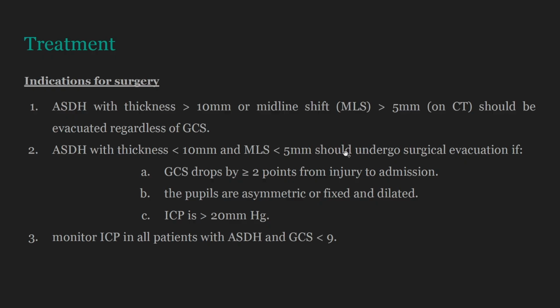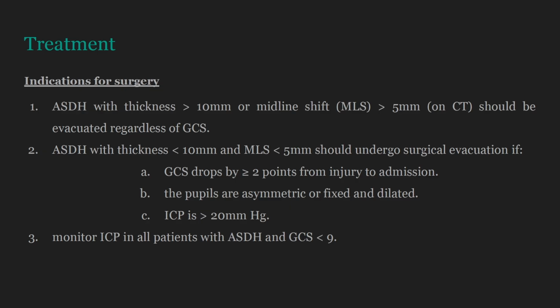But if the thickness was less than 10 millimeters or the midline shift was less than 5 millimeters, the patient will undergo evacuation if the GCS drops by more than 2 points from the injury to the admission. So if you saw the patient in the ER, performed your CT, and let's say in your first assessment the GCS was 14, okay? But after the patient did the CT, after like 2 hours, the GCS of the patient became like 11, okay? So there is deterioration of the patient. The deterioration will make the surgery more appealing, okay?